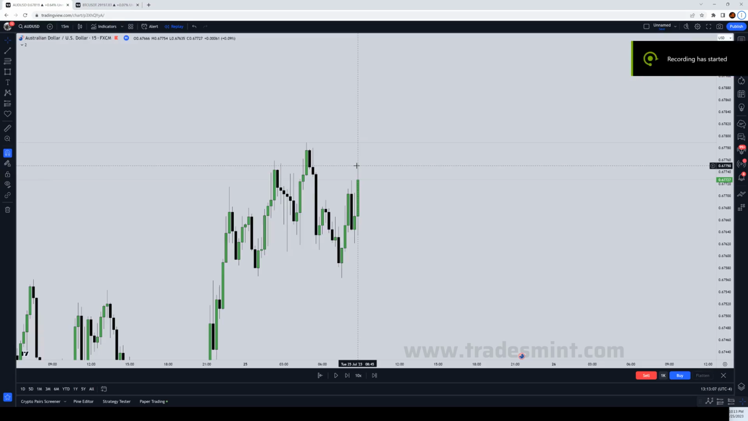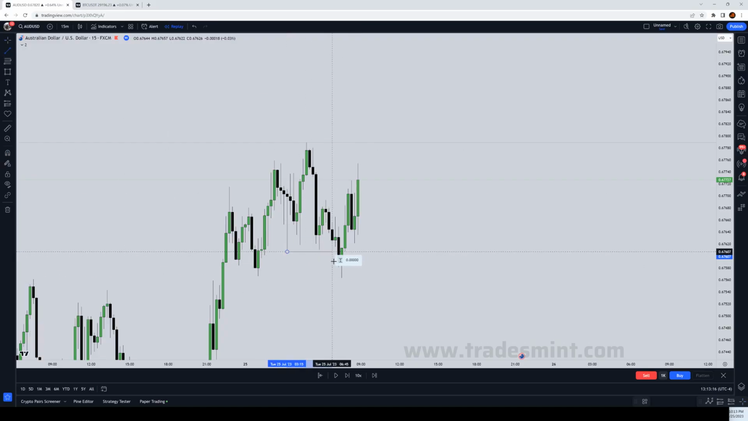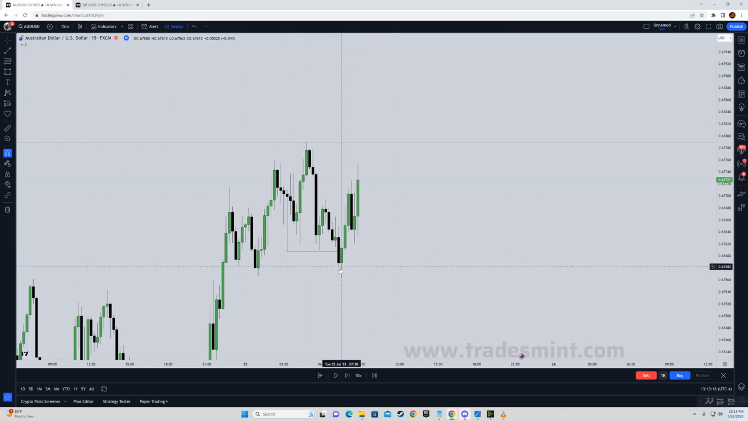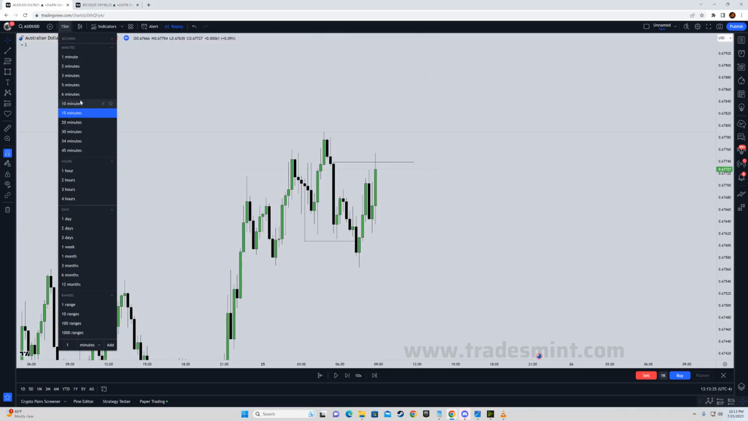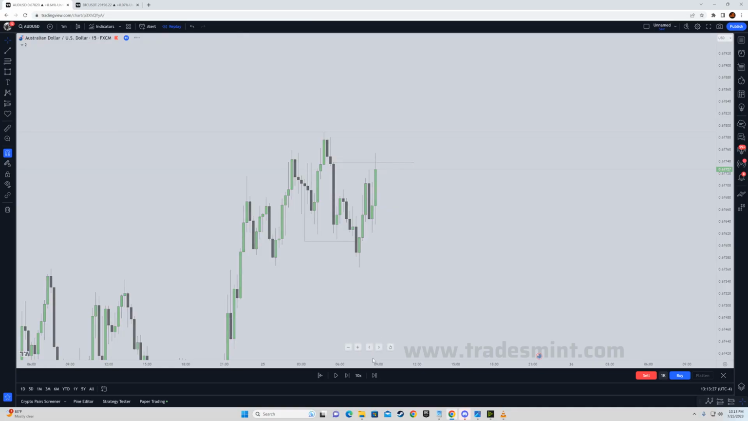All right, guys, so here is example number 2 for the market maker second distribution entry model. Over here, you can see that we took out external liquidity right here, and our draw on liquidity is going to be this fair value gap right there. So let's study what happened here. Remember, from 15 minutes, we go to a 1 minute time frame.